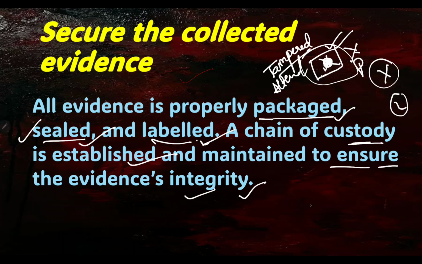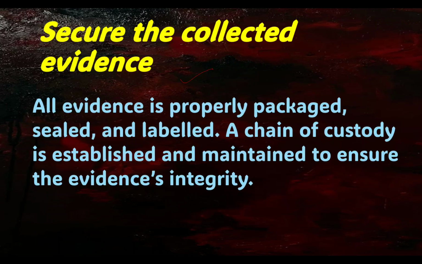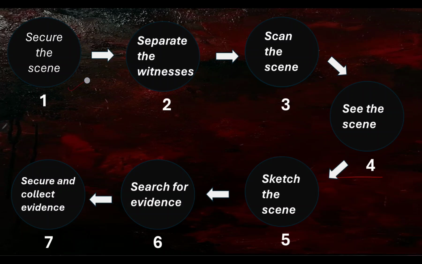Chain of custody is nothing but forwarding the packed, sealed, labeled evidences to the laboratories. You are forwarding it to trusted people, so that the evidence's integrity is ensured. So these are the 7 S of the crime scene. Let us just check from the start onwards. Did we cover everything? Secure the scene, separate the witnesses, scan the scene, see the scene, sketch the scene, search for evidence, and secure and collect the evidence.